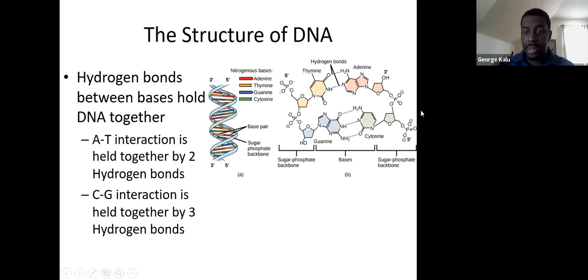So if we were to just backtrack here, this would be one strand of DNA. This would be the other strand of DNA. And then you have the nitrogenous bases that are being bound together by these hydrogen bonds.